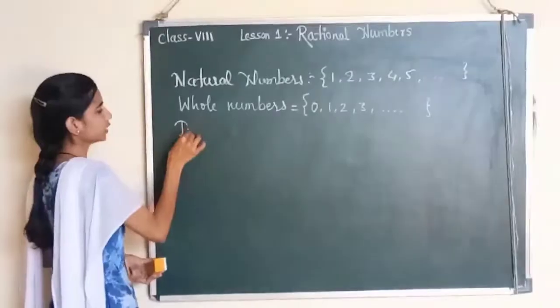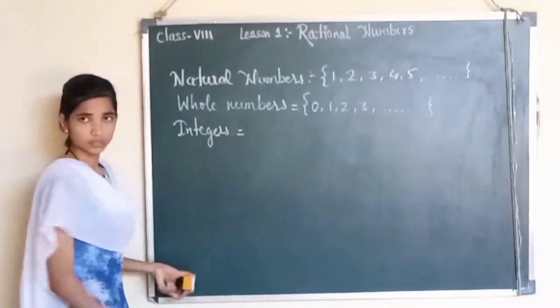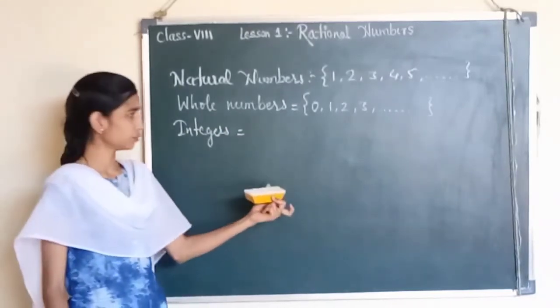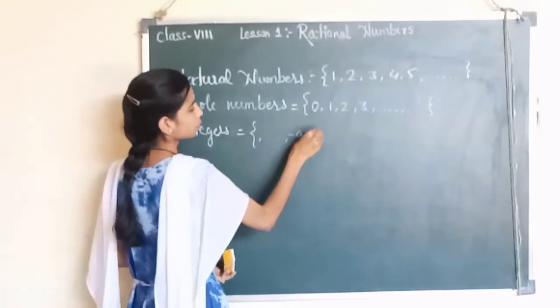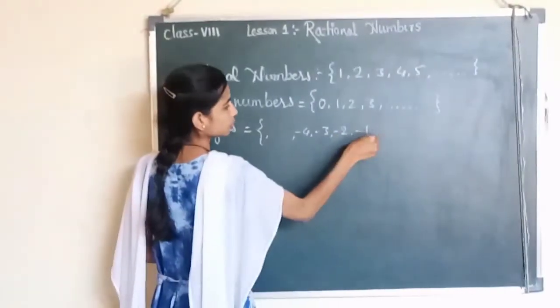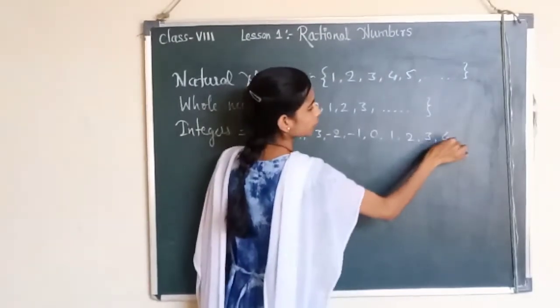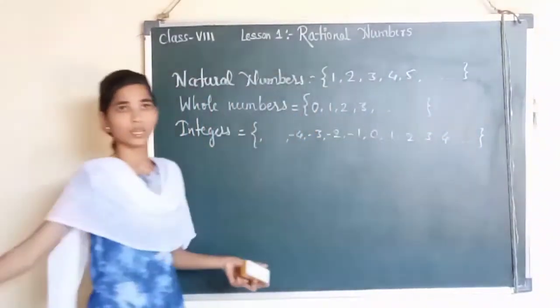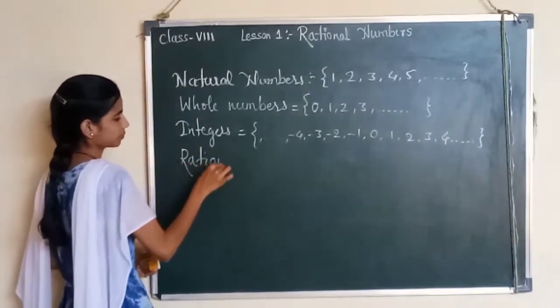Next, integers. Means positive numbers and negative numbers including 0. -4, -3, -2, -1, 0, 1, 2, 3, 4 and so on. And then next there are rational numbers.